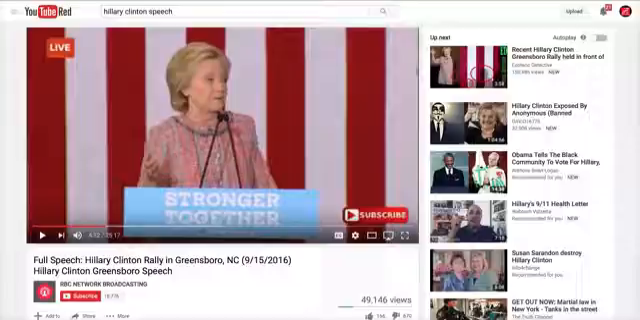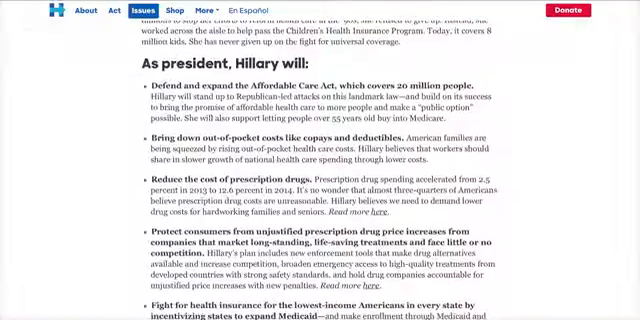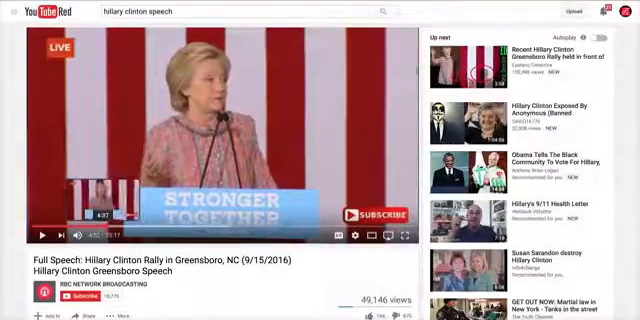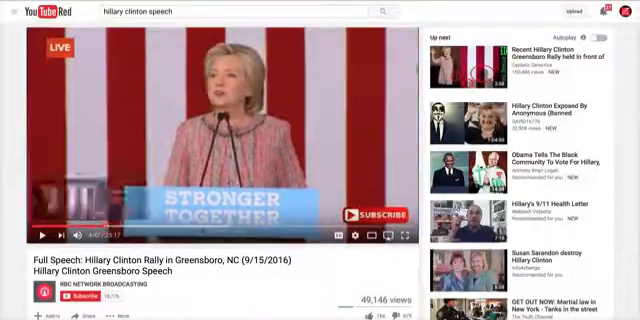So this is one of those what-the-F moments. Hillary Clinton doesn't even know what she's saying. She just, in one fell swoop, totally ditched Obamacare, which is part of her campaign. As president, Hillary's going to defend and expand the Affordable Care Act, which is Obamacare, which covers 20 million people. Does she not know this? Or is she just off her game to the point where she doesn't know what she's saying?